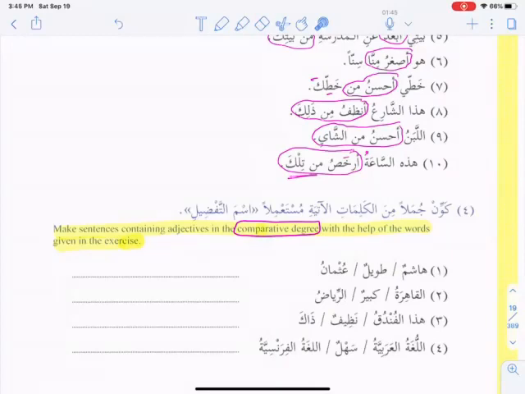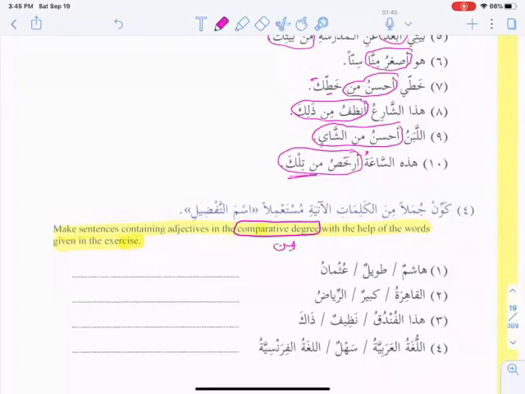That is the beauty of Madina books, the way Dr. Abdul Rahim created them. All you have to use here is min. Comparative degree means you use min.